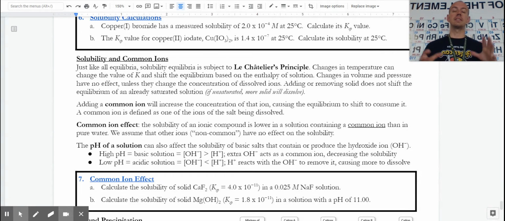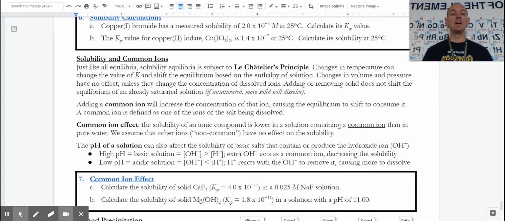I said a few videos back that solubility equilibria are just like other equilibria. That means that Le Chatelier's principle still applies. We could add or remove a chemical, changing the concentration, which would cause the equilibrium to shift. We could change the temperature, and depending whether it's an endothermic or an exothermic dissolving process, maybe more or less would dissolve. Changing the volume and pressure doesn't impact it because there are no gaseous components as we're looking at these.